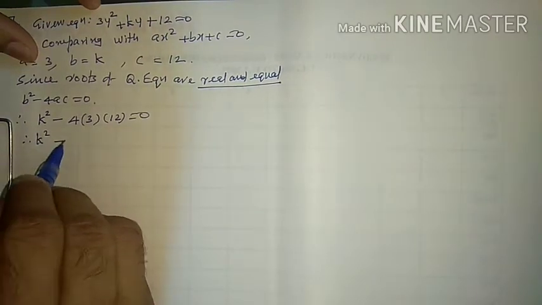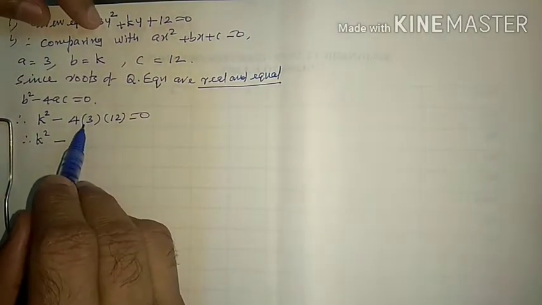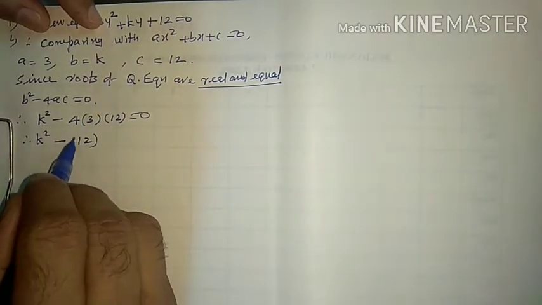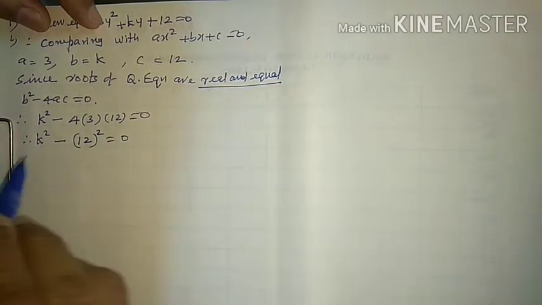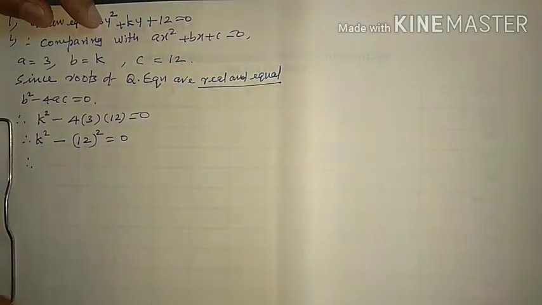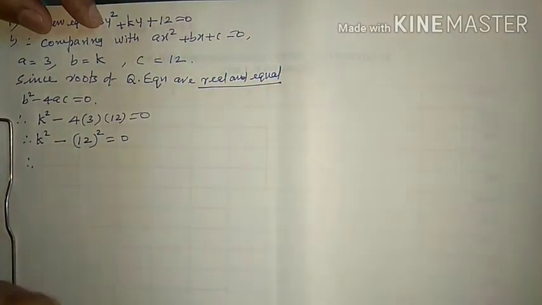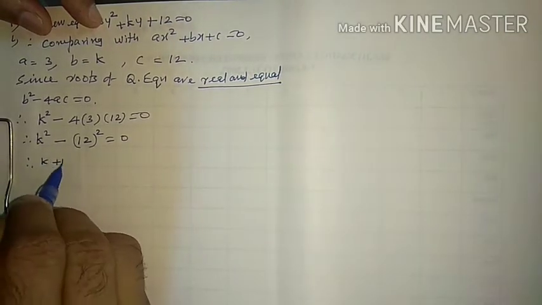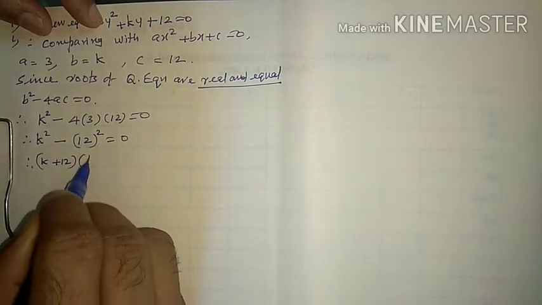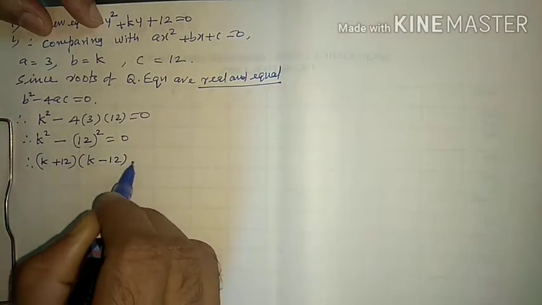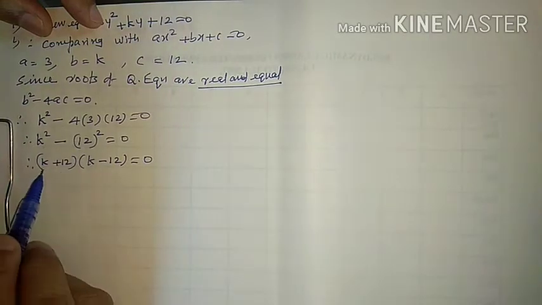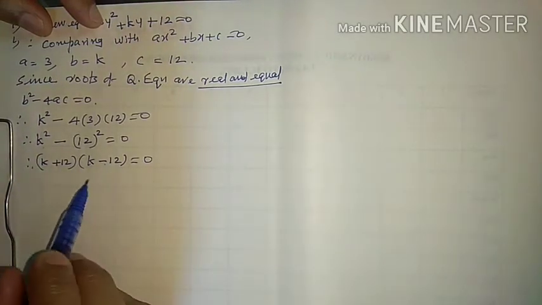Therefore, k square minus 4 3s are 12, 12 into 12, 12 square equal to 0. We go for the factorization method of solving this. A square minus b square is (a plus b) into (a minus b), equal to 0 form.